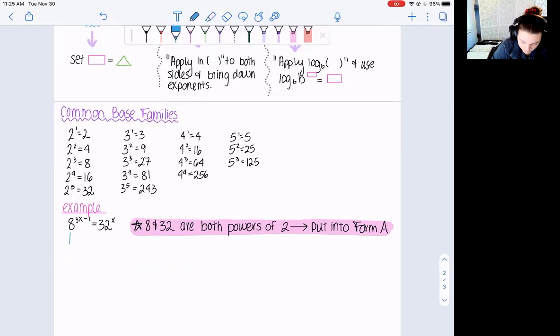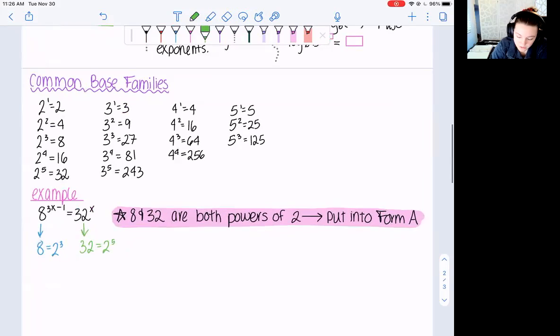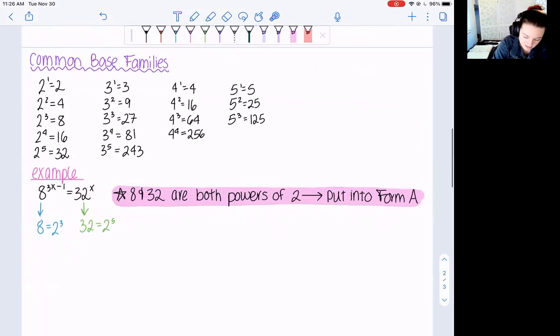So 8 is the same thing as 2 cubed. 32 is the same thing as 2 raised to the fifth power. So what I'm going to do is replace 8 with 2 cubed and 32 with 2 raised to the fifth.